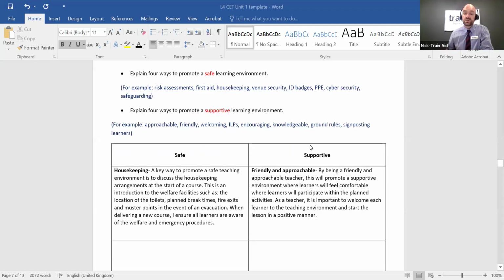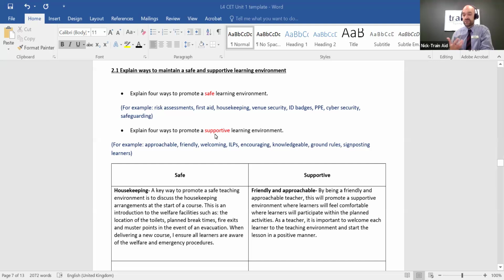We also have supportive as well. So think about your own self as a teacher. How do you show your supportive side? By being friendly, approachable, welcoming, conducting ILPs with learners, to be encouraging, to be a motivator, to have up-to-date knowledge, to enforce ground rules and fairness, and also signposting learners if they have a particular need and you want to support them and point them in the right direction.